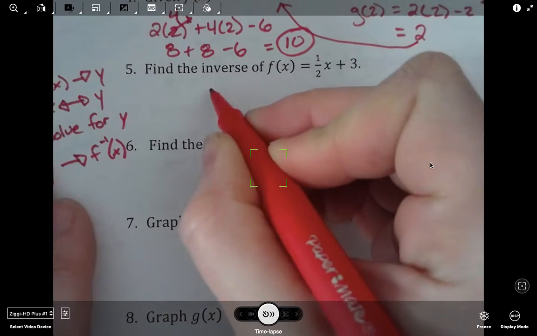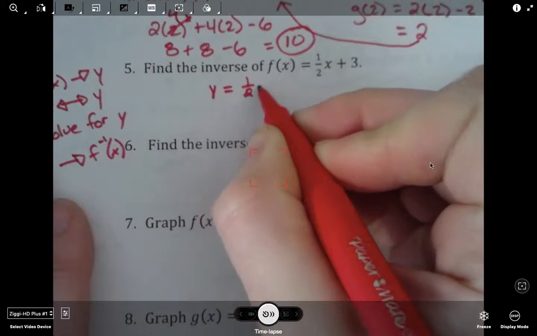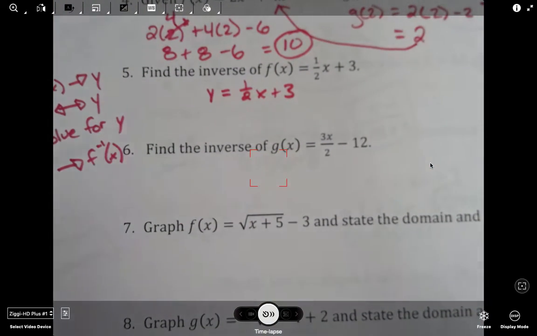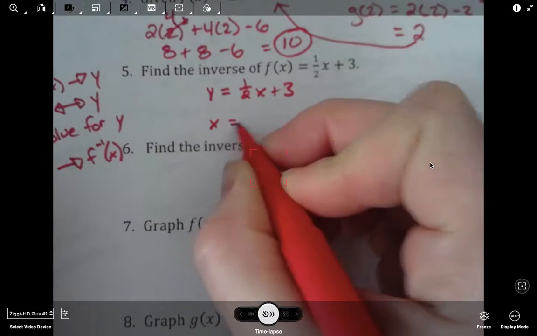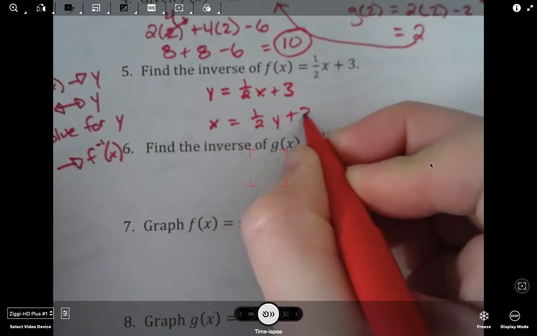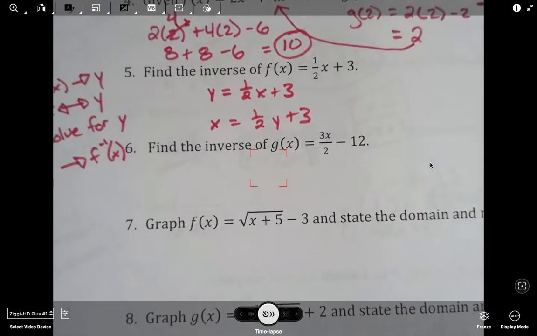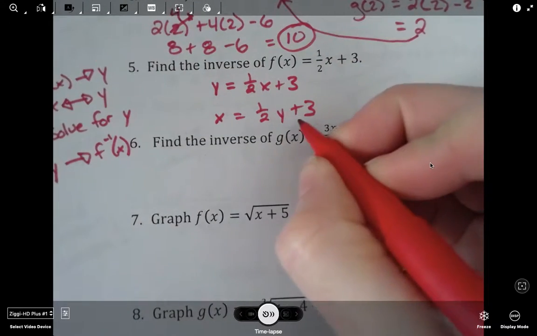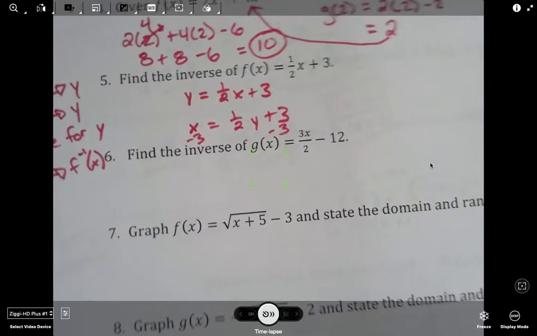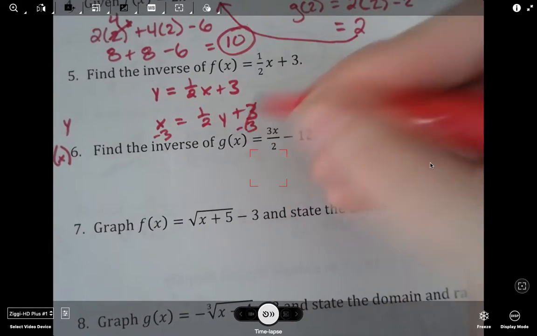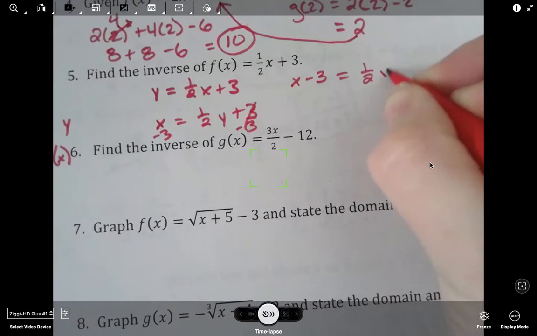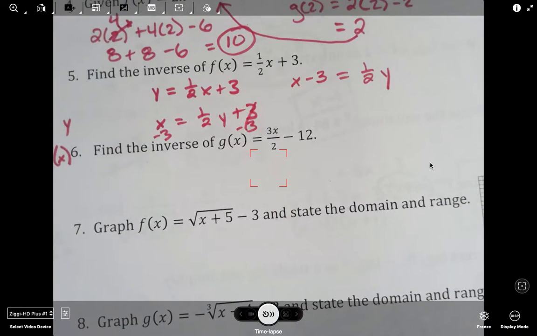So step number 1 says we change it to y. Y equals 1/2 x plus 3. If you want to just skip straight to step number 2 and flip those 2 around, that's fine. X equals 1/2 y plus 3. Now I unwind it, solving for y. What are you going to do first? Minus 3. So subtract the 3 from both sides. Can you subtract 3 from x? Yeah, it'll just become x minus 3 equals 1/2 y.